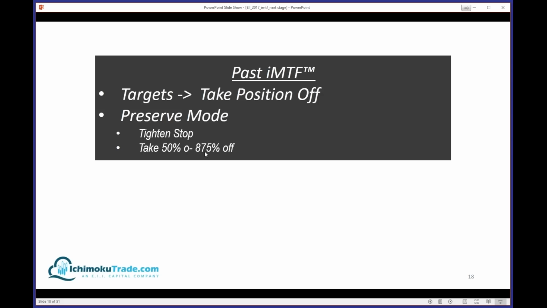Okay. So what we're going to do is look at support resistances in the past to determine exactly where our target should be and preserve mode should be. And I'm going to illustrate this concept with a couple of different charts. Okay. So let me go to the charts to show you that.